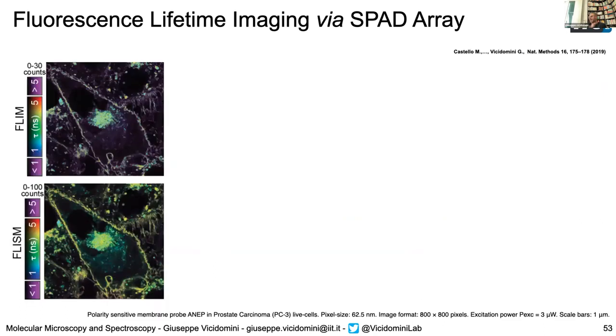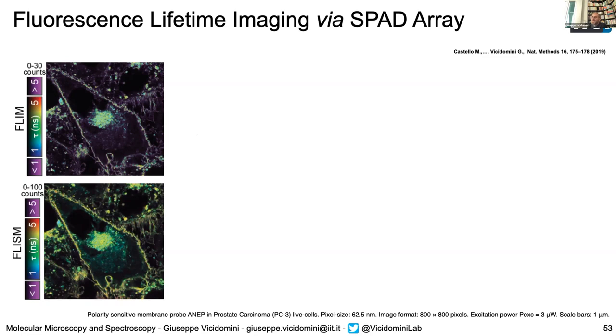Another example in the context of lifetime is live cell imaging. One of the major characteristics of the technique that I'm proposing is that you can do live cell imaging in a pretty easy way, like you typically do with any other conventional microscope. In this example, we use a polarity sensitive membrane probe, the ANEP, in order to monitor the lipid order of the different membranes. That's a lifetime image for conventional confocal microscopy, and that's a lifetime image for our image scanning microscopy.